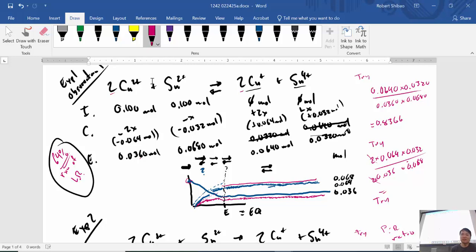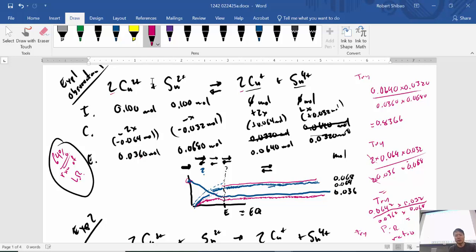And so theoretically, what does it mean to square it? Well, I don't know what it means theoretically to square it, but we'll just try it anyway because we're running out of options. 0.064 squared times 0.032. We're going to raise this to the first power because this is just a coefficient of 1, divided by 0.036 squared and 0.068.